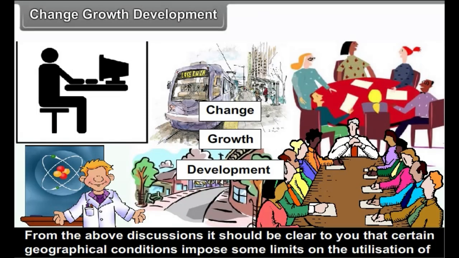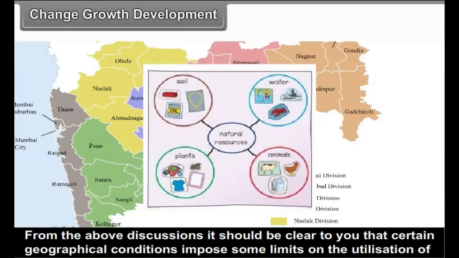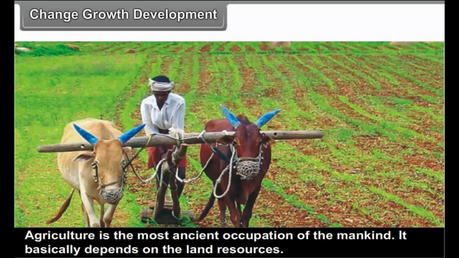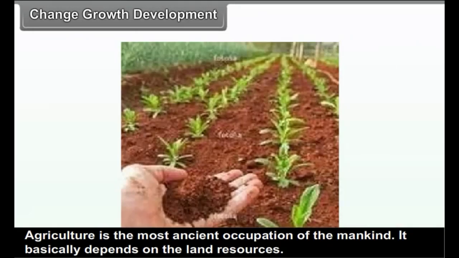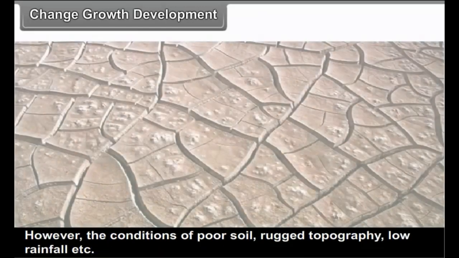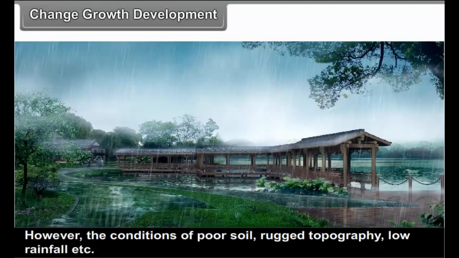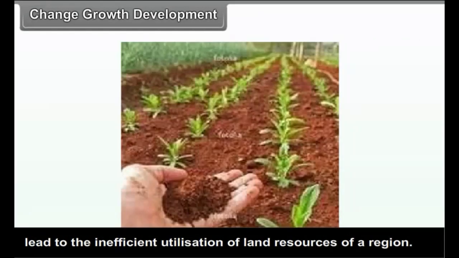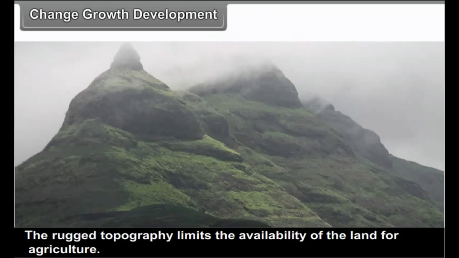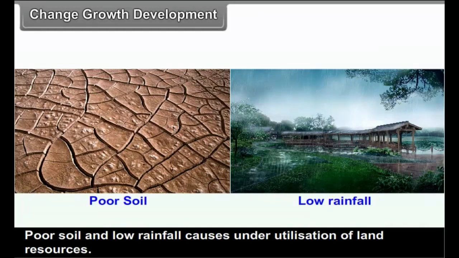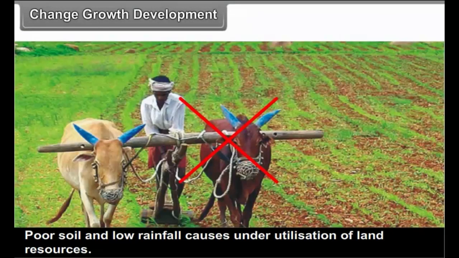From the above discussions, it should be clear to you that certain geographical conditions impose some limits on utilization of natural resources. Agriculture is the most ancient occupation of mankind. It basically depends on the land resources. However, the conditions of poor soil, rugged topography, low rainfall, etc. lead to the inefficient utilization of land resources of a region. The rugged topography limits the availability of the land for agriculture. Poor soil and low rainfall causes underutilization of the land resources.